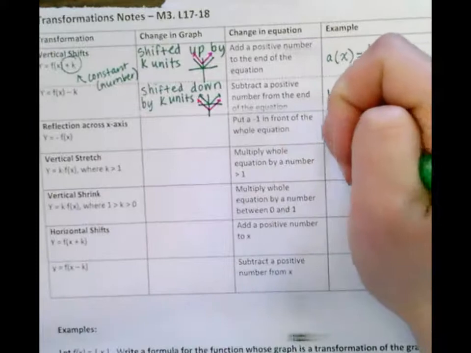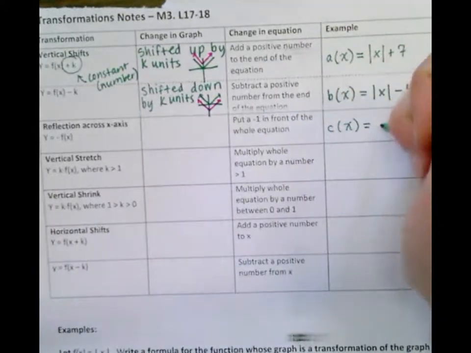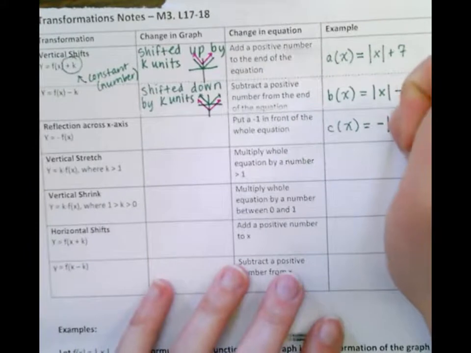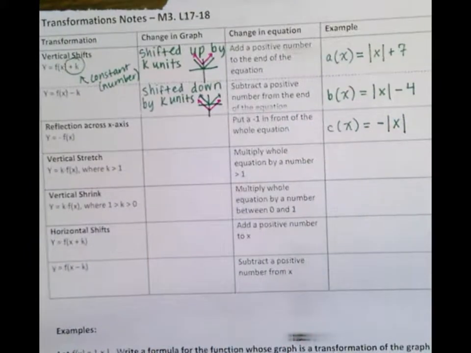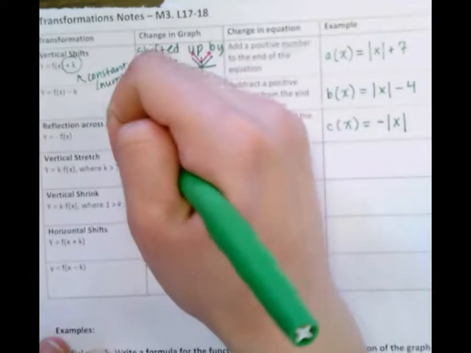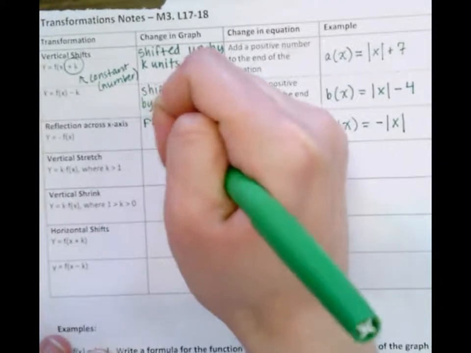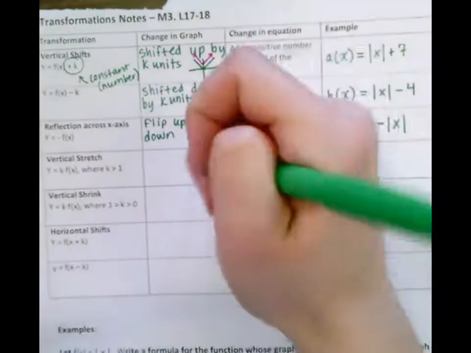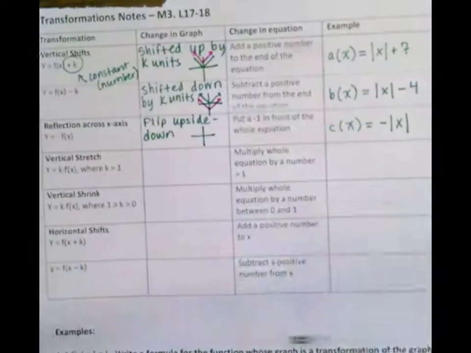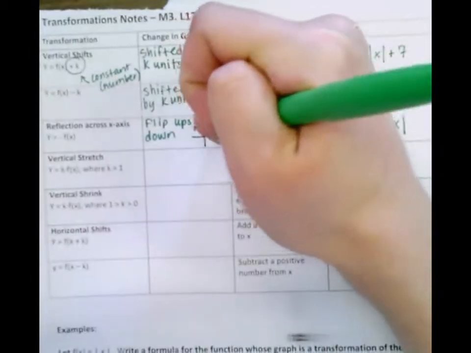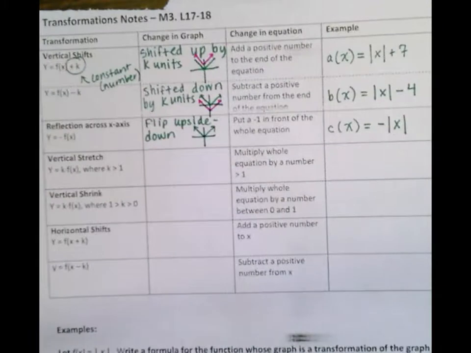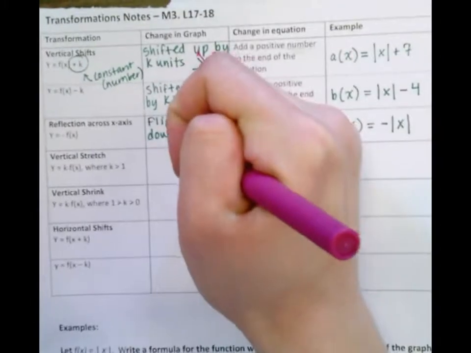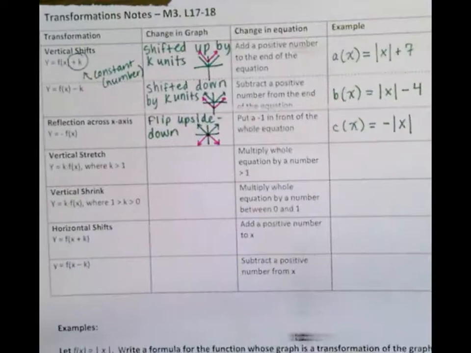So that would look something like c of x equals negative absolute value of x. And this is going to flip upside down. So I'm going to write this more casually. The formal language you would say is a reflection across the x-axis, but really what we're looking at is a flip upside down. Now I'm going to sketch a little picture. The original graph is an upward facing V. So now I'm going to draw one that is a downward facing V.